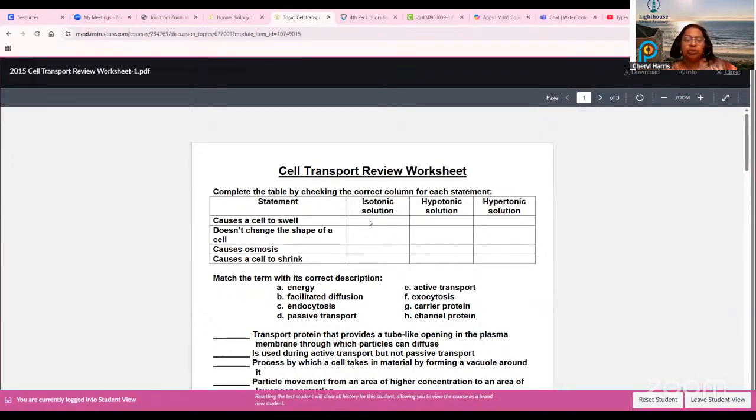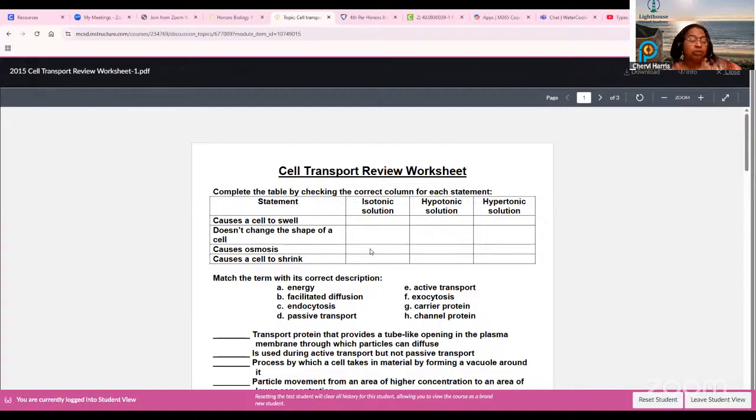So I need you to answer me. In the first column, we want to look at the description. If it's an isotonic solution, we want to look at our picture and ask what the cell looks like. Does the cell shrink? Is there no change to the shape of the cell? Causes osmosis, and remember, osmosis is simply diffusion of water. So to be honest with you, there's going to be a check mark in each of those boxes all the way across because we're talking osmosis for every cell. All right, so we got one check in the box for osmosis because we are talking about the movement of water.